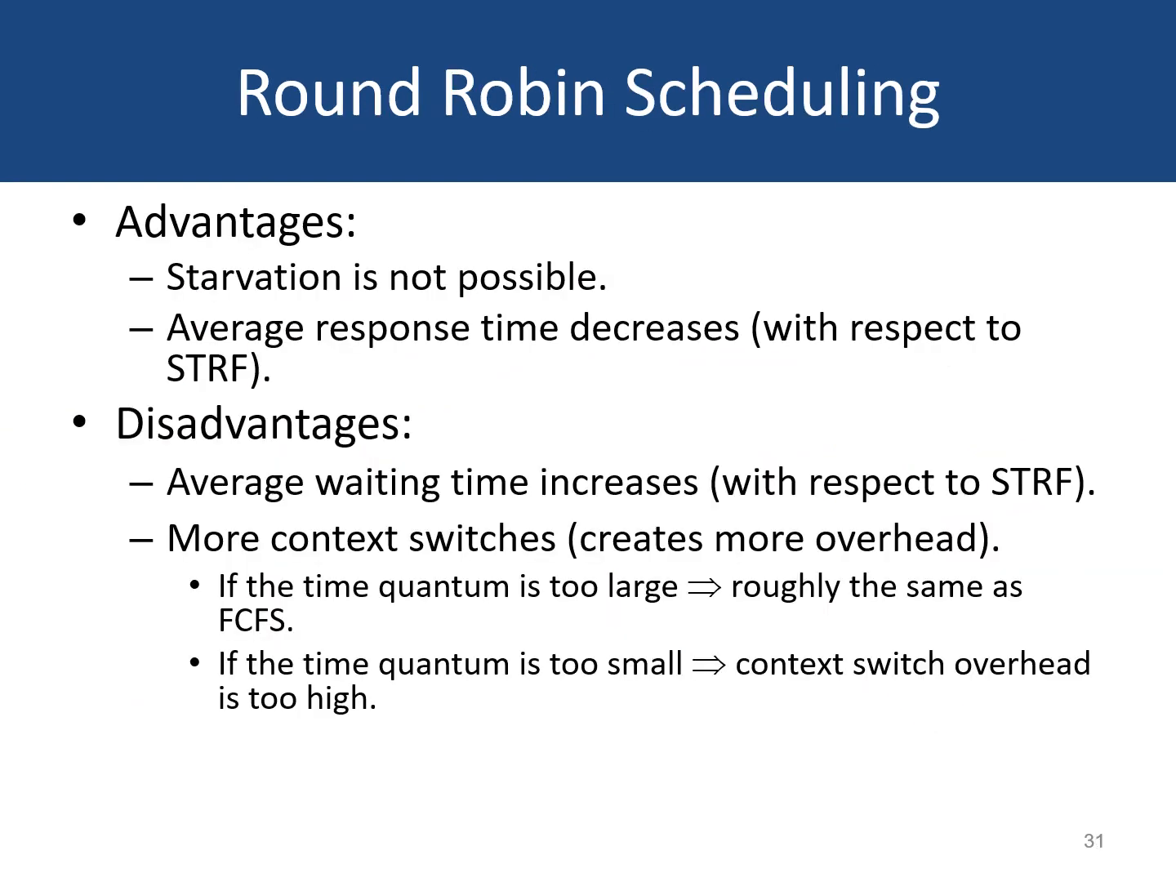The primary advantage of round robin scheduling is that starvation is not possible here. Note that we arrange the processes in first in first out order, and we go around this ready queue in a round robin fashion, allocating every process one time quantum to execute on the CPU, and therefore every process is guaranteed to get a chance to execute on the CPU. There is no indefinite waiting for any process.